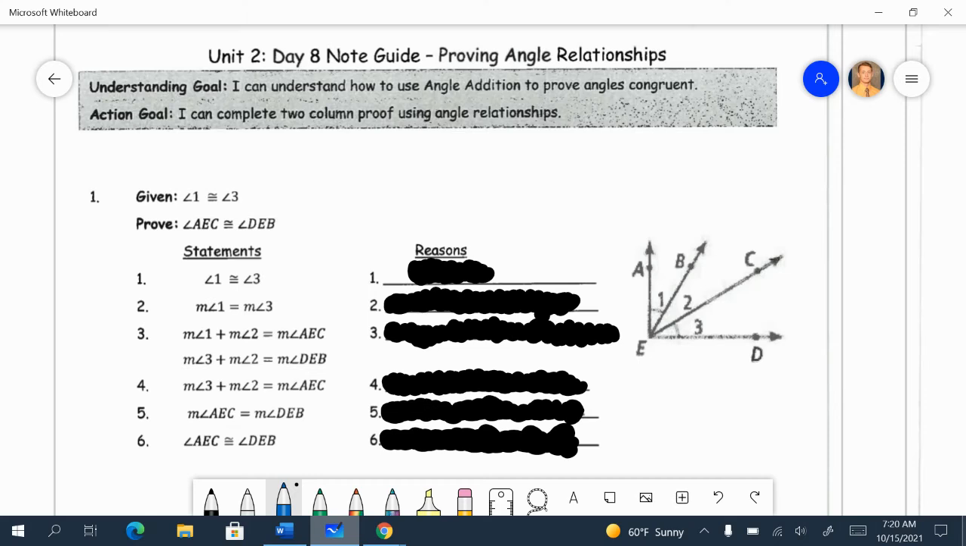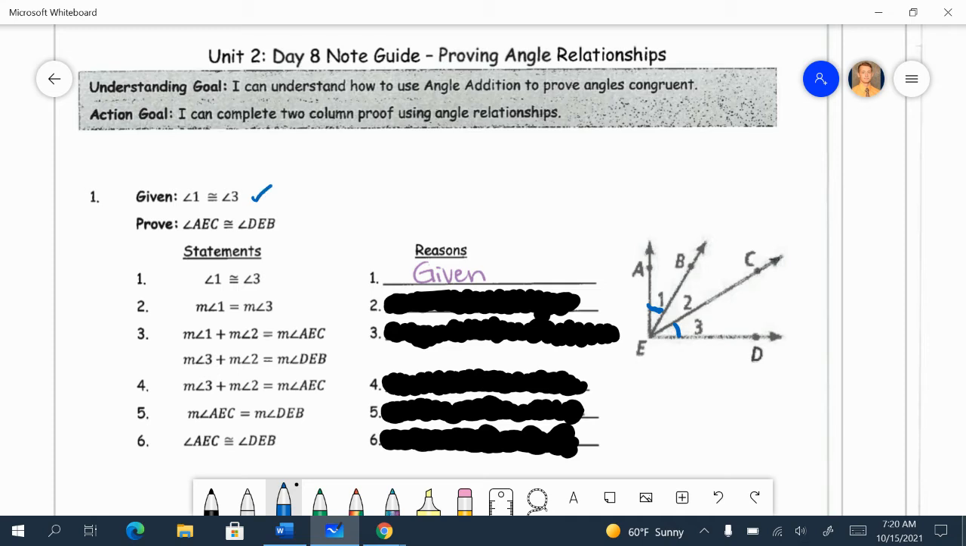This is Unit 2, Day 8 Note Guide, where we are proving angle relationships. As you can see on this proof, it's half filled out for us, and our given is that angle 1, this angle right here, is congruent to angle 3. So our first statement then is pretty obvious. That's just going to be a given. That's listed up here. Okay, so we've got everything checked off from our givens down in our proof.